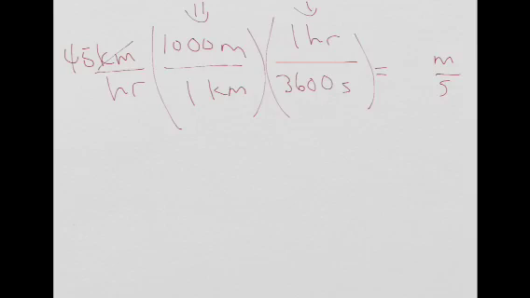So I'm going to cancel kilometers, and I'm going to go ahead and cancel hours. And sure enough, I'm going to take my 45, divide by the 3,600, multiply by 1,000, and we get the 12.5 meters per second. Okay. So, what should you do? You need to memorize conversion factors and then practice using them. Keep working hard. Good luck.